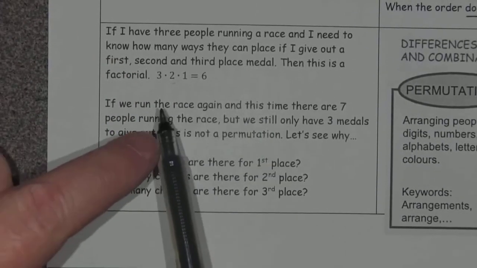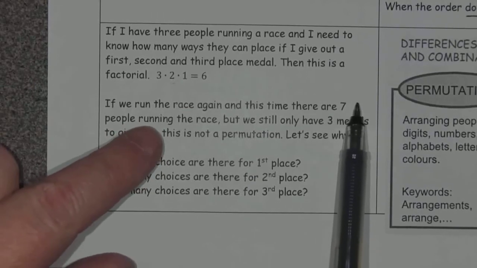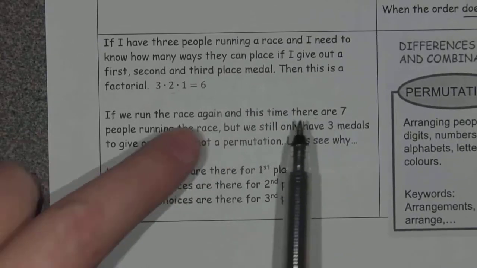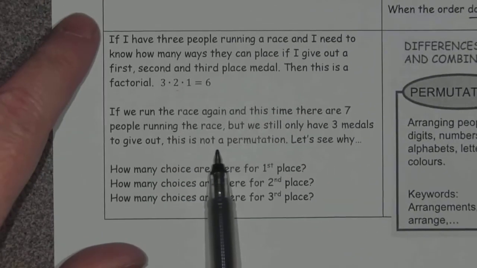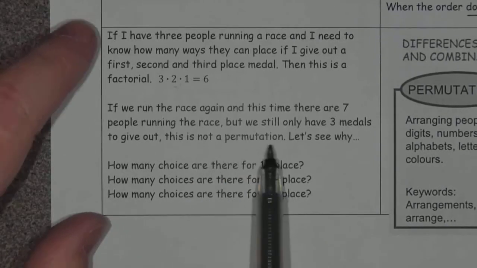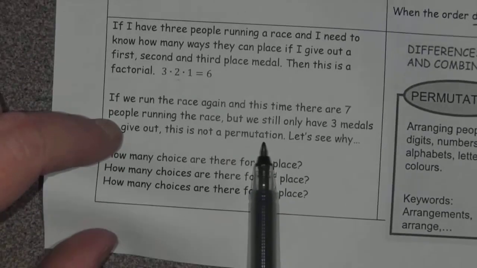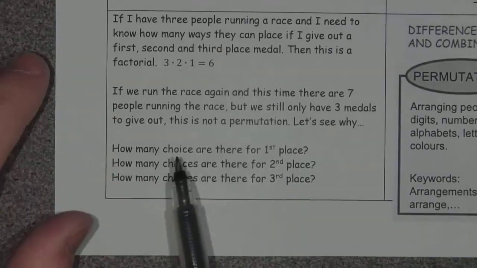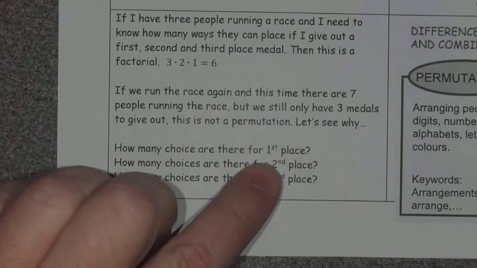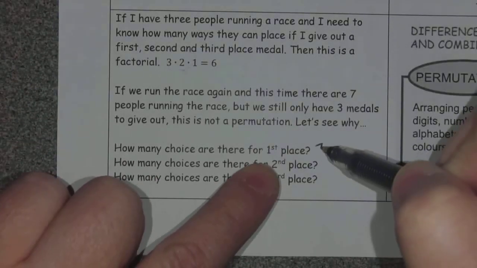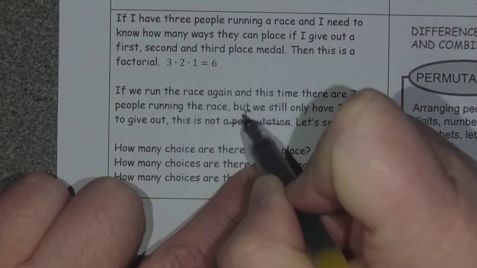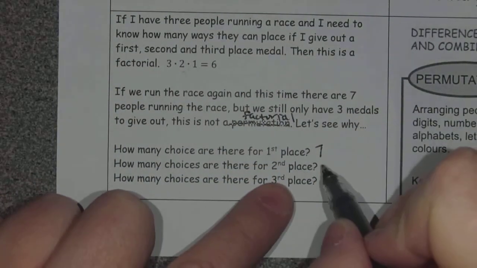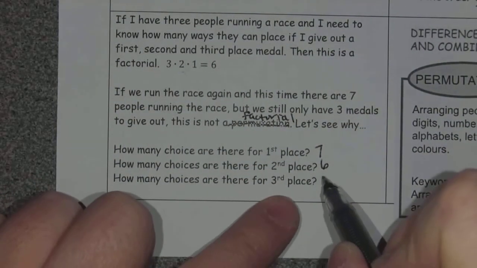Okay? If we run the race again, but this time there are 7 people running the race, but we still only have 3 medals. This is not a factorial. Let's see why. How many choices are there for first place? There's 7 people. How many choices are there for second place? And how many for third?